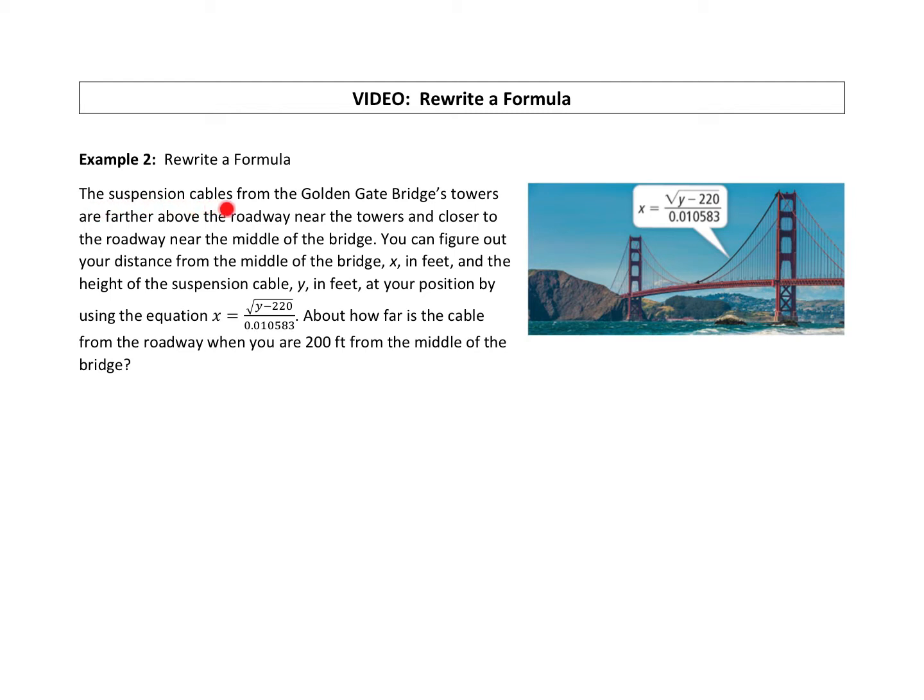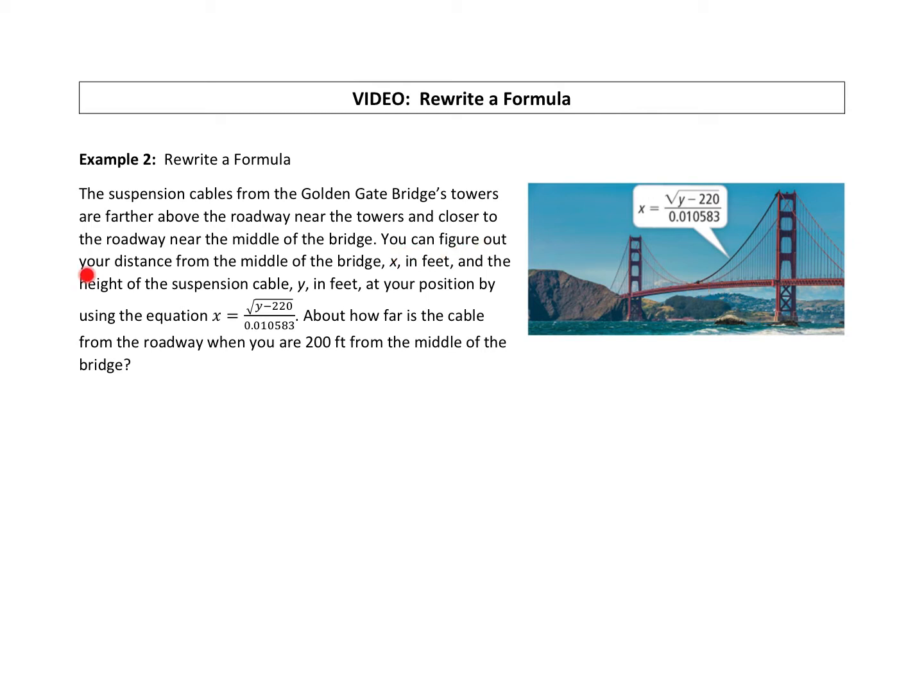The suspension cables from the Golden Gate Bridge's towers are farther above the roadway near the towers and closer to the roadway near the middle of the bridge. So you can see here's the towers. The cables are farther away from the roadway. They have a greater height. And then closer to the roadway right here when we're near the middle of the bridge.